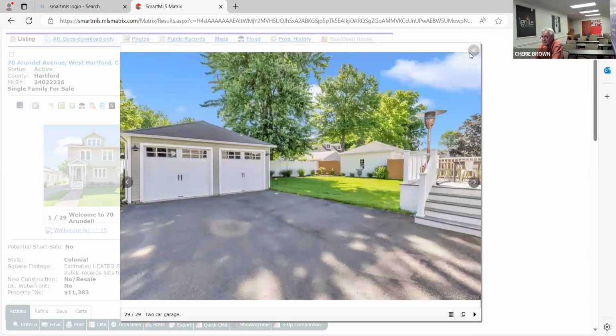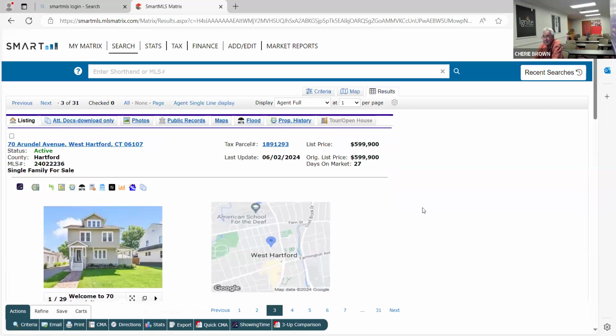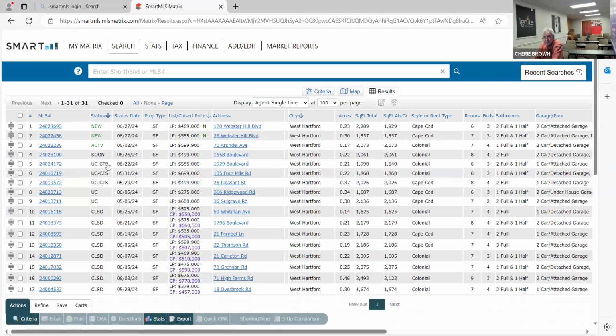We'd want to show them this one too, because it's close enough in size and age and square footage and lot size. But interestingly, going back to the one-liners, out of these properties that we've just looked at, we got one at 489, one at 555, and one at 599. And there really isn't a great deal of difference between the three of them.